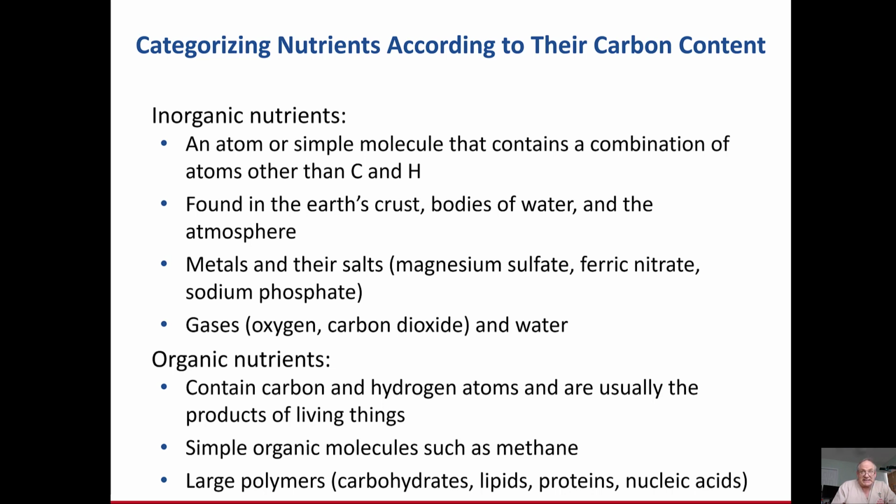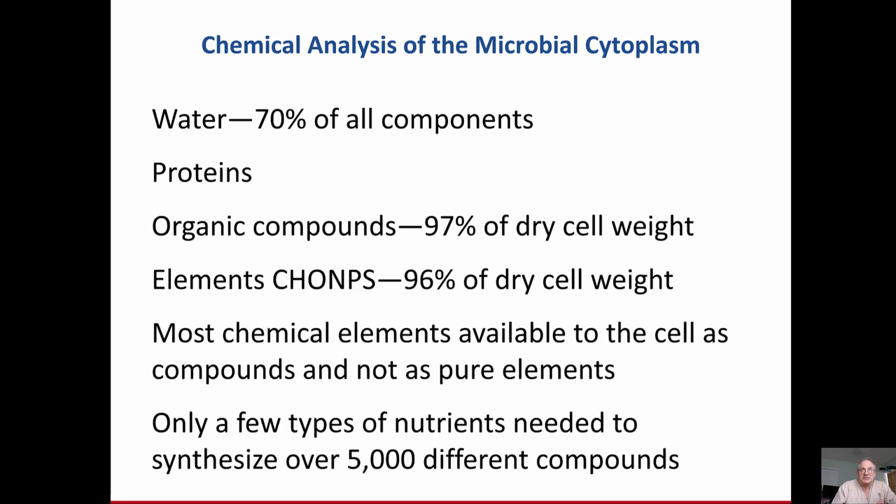Organic nutrients contain carbon, hydrogen atoms that are usually the products of living things. Simple organic molecules such as methane, or if you're from the UK, methane. Large polymers, carbohydrates, lipids, proteins, nucleic acids. That's the sort of thing that you should already know about the large polymers.